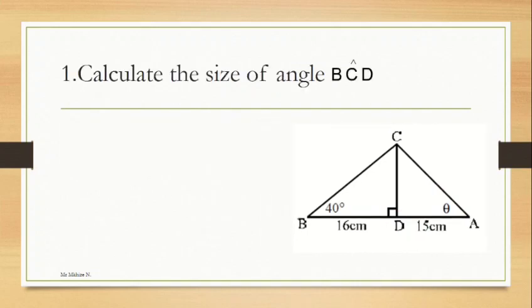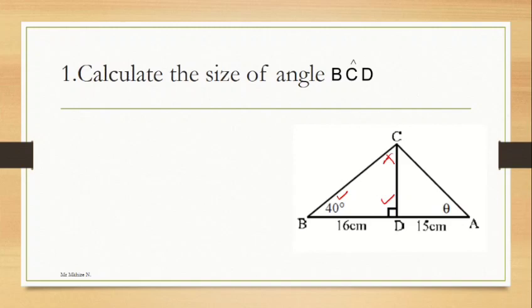So the first question is saying we should calculate the size of angle BCD. So BCD. So this is the angle. This is the angle that we are talking about. This is our BCD, marked in red. So this angle, if you add 40 degrees and 90 degrees, you should be able to get the missing angle, which I've just indicated with a cross or X.